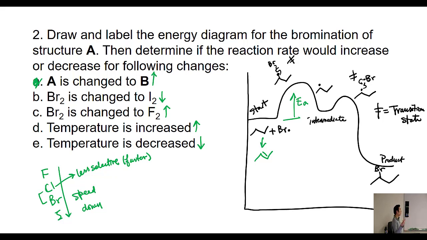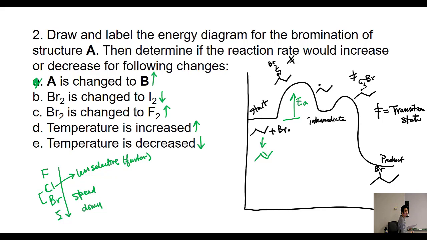So I know I drew this for a butane with a bromine. I'm not sure if it's accurate. This is just how halogenation usually works. I think there is a copy of this specific reaction in your notes.